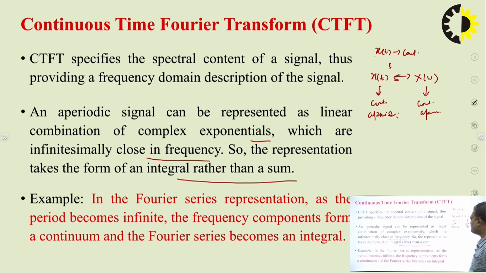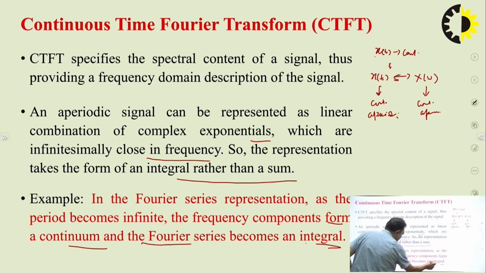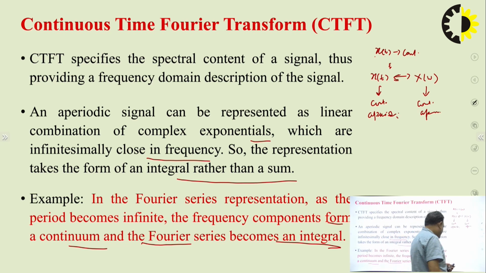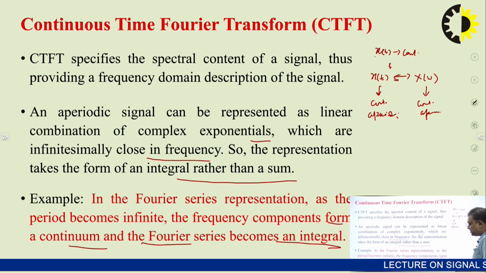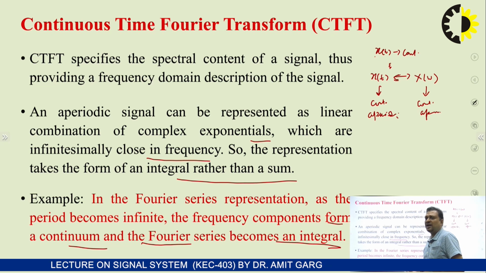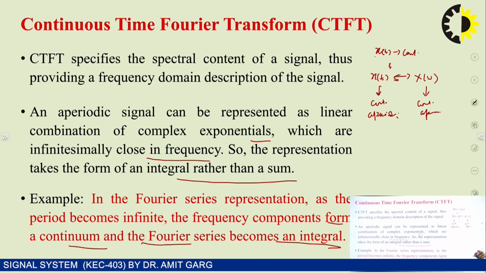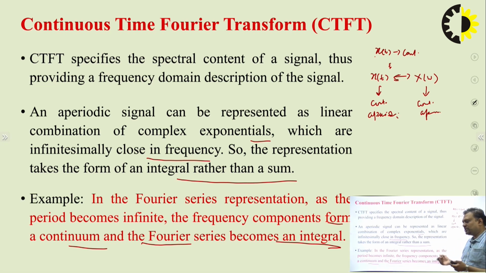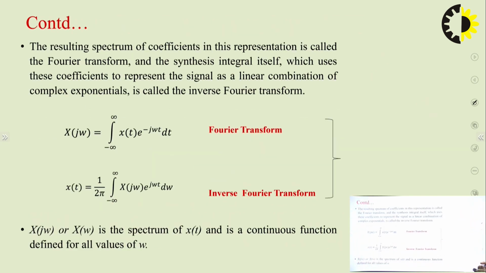So, for example, in the Fourier series representation, as the period becomes infinite, the frequency components form a continuum and the Fourier series becomes an integral. So this is how we change the expression for Fourier series to get the expression for continuous time Fourier transform, because here you can assume an aperiodic signal with infinite period. Okay, so in frequency all the frequency components will be overlapped with each other. So those points are not discrete but in a continuous manner. That's why we have replaced the expression.